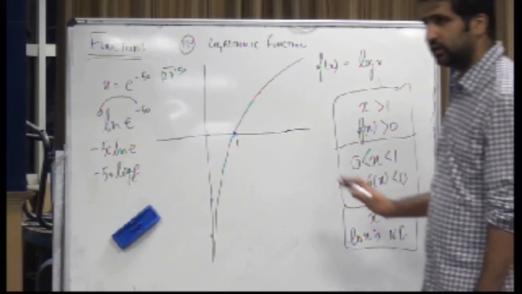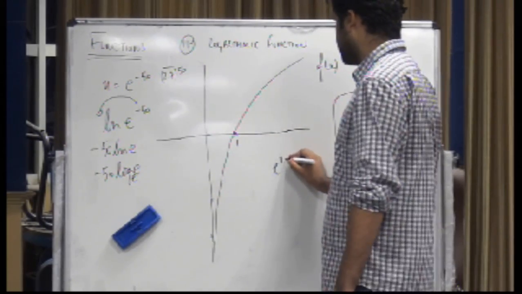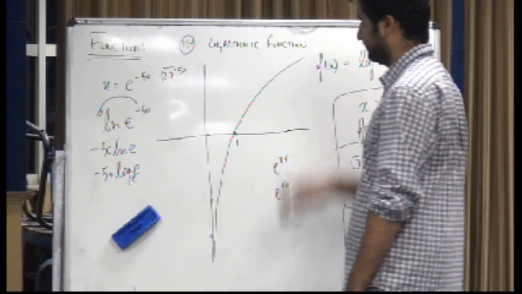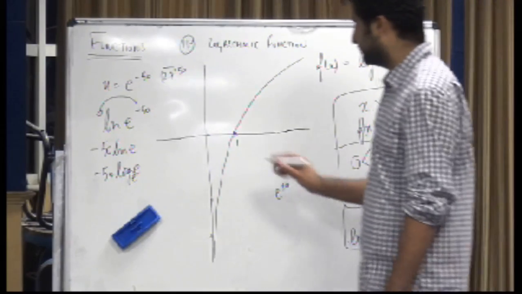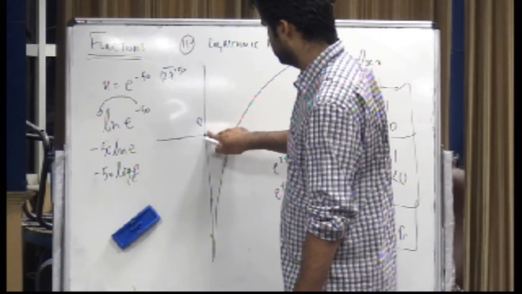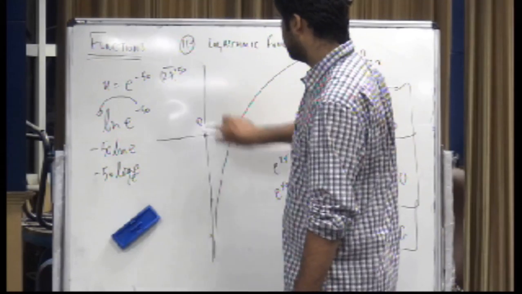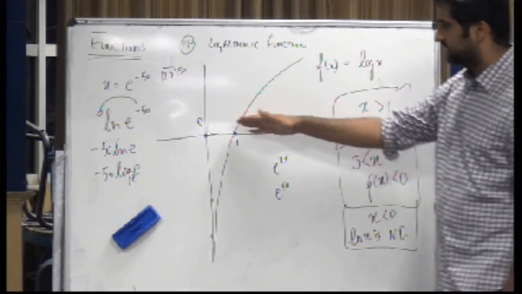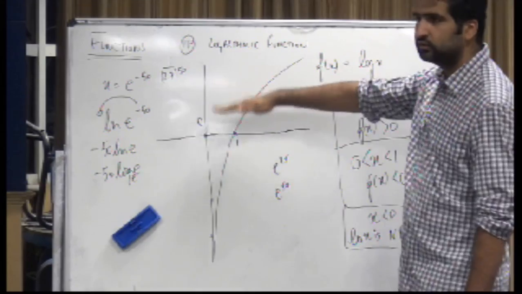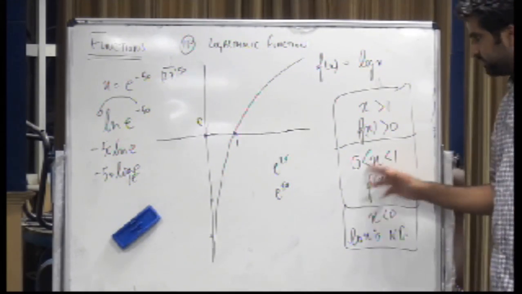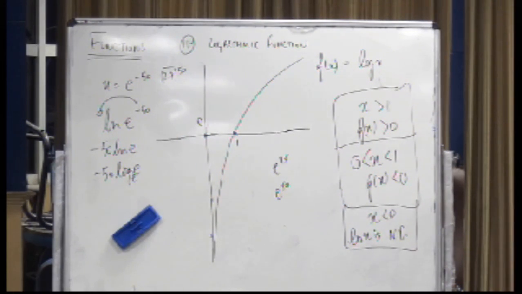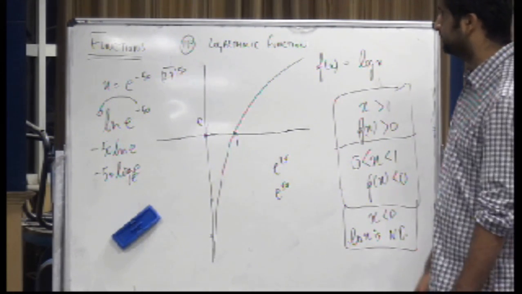Okay, is this clear? For all the values like e to the power 25, e to the power 50, I will get 25, 50 and so on. So it goes like this. So this is the graph for log x. This is the origin and this is the point x is equal to 1. So for all the values of x greater than 1, this is positive because this is above the x-axis, so the values are positive. For all the values lying between 0 to 1, this is negative. And for all the negative values, this is not defined, right?